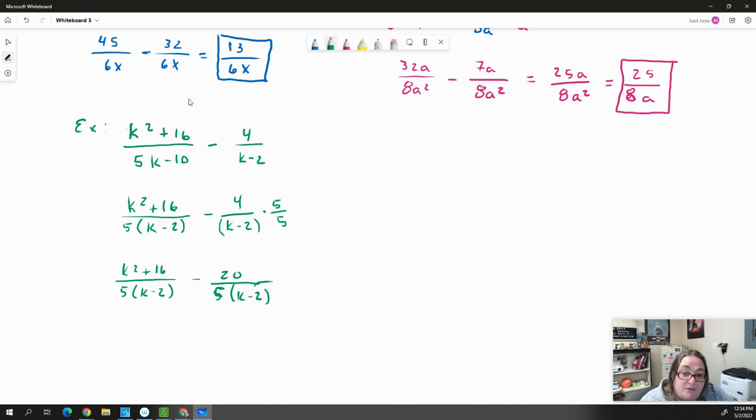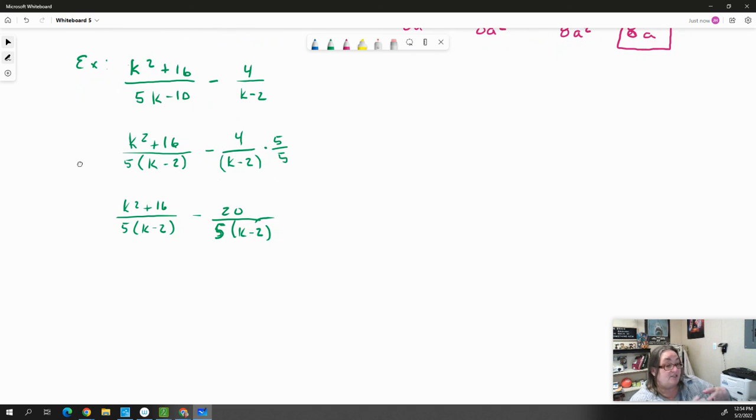Now, I could distribute that through, but I don't want to because I want to see if there's anything that I can reduce in the end, and it's so much easier to reduce things when they're in their factored form. Now that we have the same denominator, we can just do our subtraction. We've got k squared, but we don't have anything squared to subtract it from over here, so it's just going to stay k squared. I have plus 16 minus 20. Well, that's just minus 4, which is going to give me 5 over 5 times k minus 2.